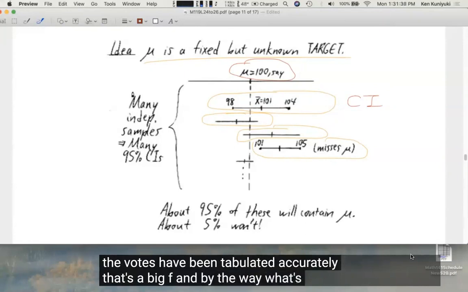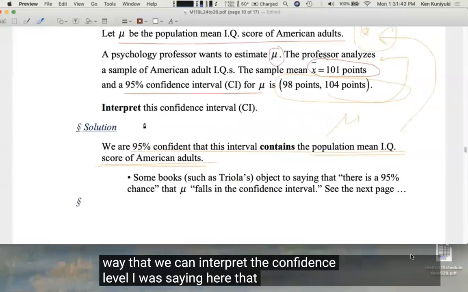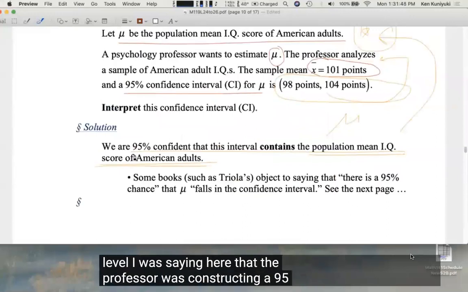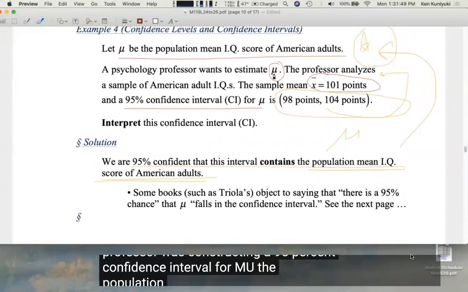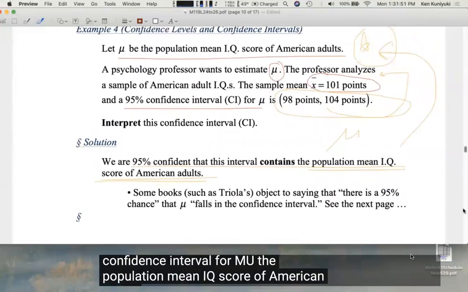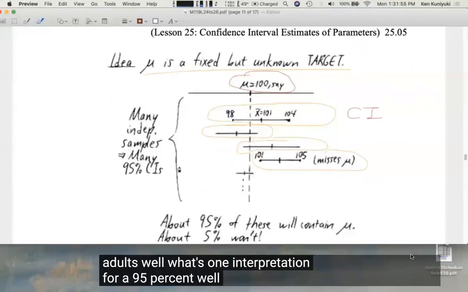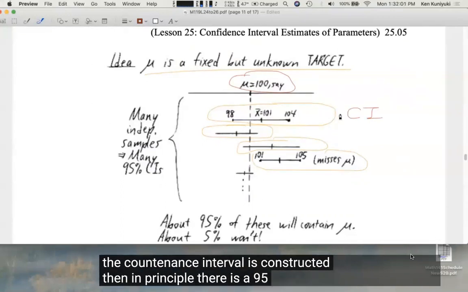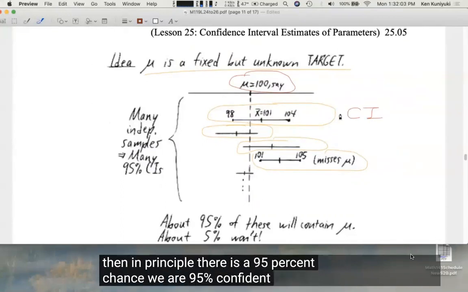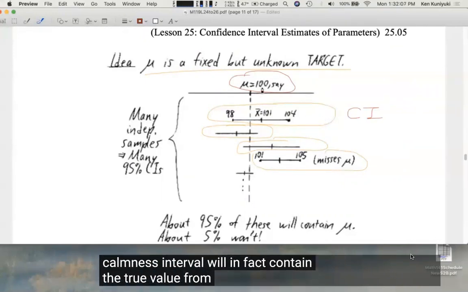And by the way, what's a way that we can interpret the confidence level? I was saying here that the professor was constructing a 95% confidence interval for mu, the population mean IQ score of American adults. Well, what's one interpretation for 95%? Well, one is that when the confidence interval is constructed, in principle, we are 95% confident that this confidence interval will in fact contain the true value for mu.